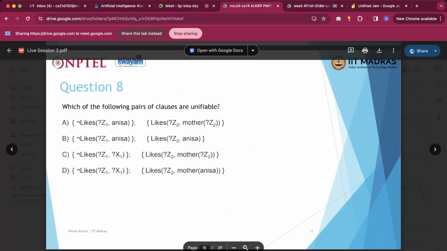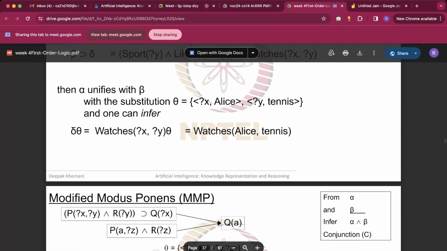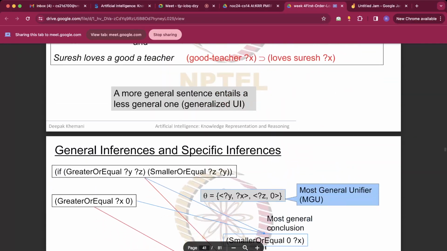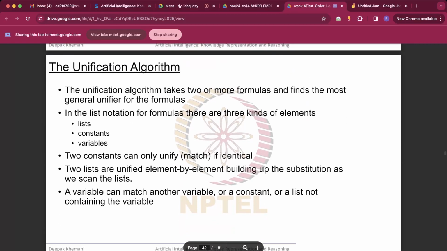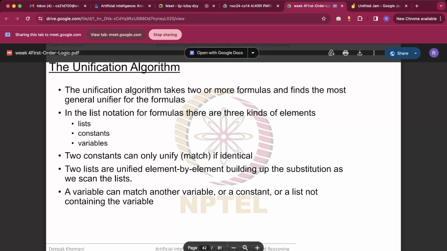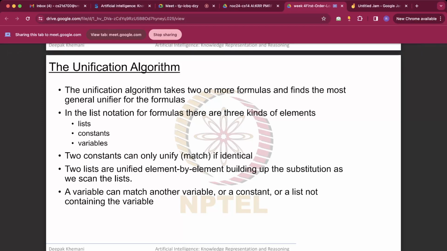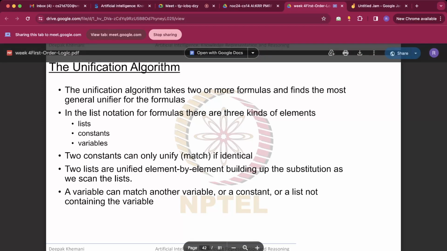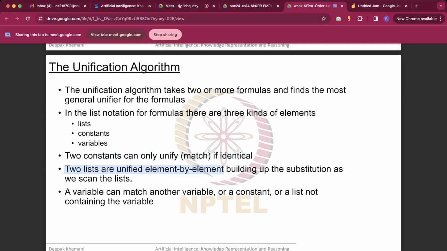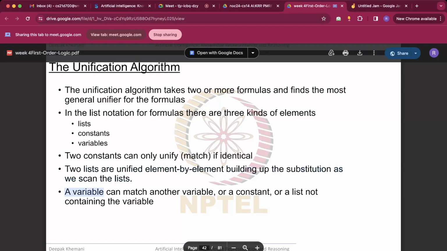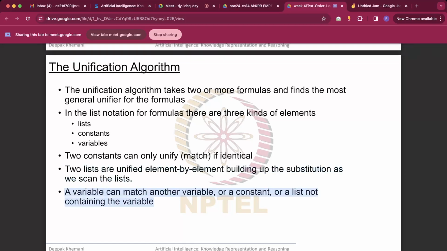So here you have to do something similar, but the catch is you have to remember the rules of unification. For that, let us go to the unification algorithm. The unification algorithm tells us that we take two or more formulas and find the most general unifier. Remember that two constants can only match or unify if they are identical. This is one thing you have to remember. Two lists are unified element by element, building up the substitution as we scan the lists. This is the second thing. And the third thing is a variable can match another variable or a constant or a list not containing the variable. So these are the three things that you have to remember.